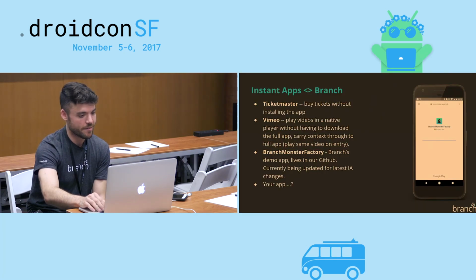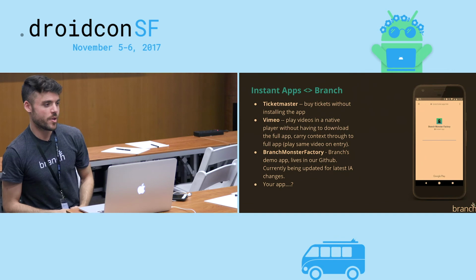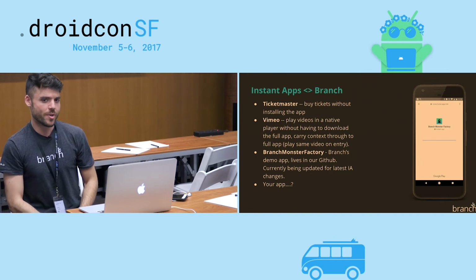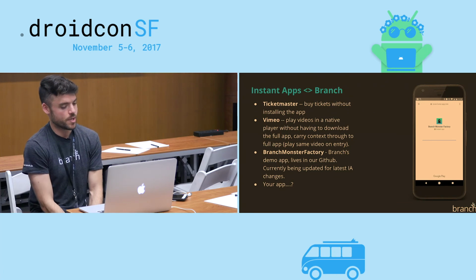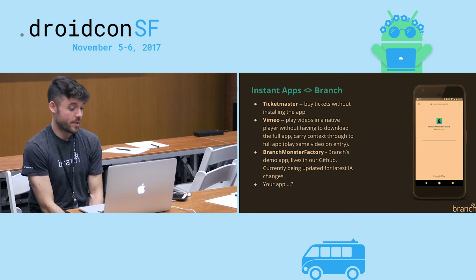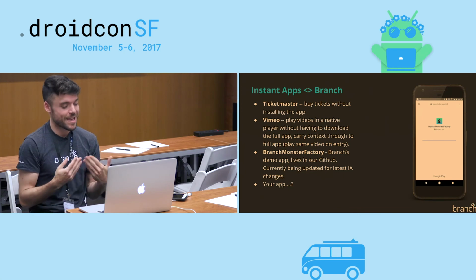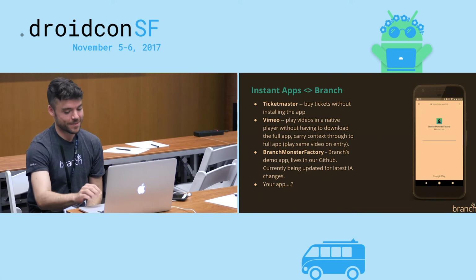So the examples I gave, Ticketmaster is one, Vimeo is another one. I don't know if anyone's clicked any Vimeo links lately and they were taken to an instant app native player, but Vimeo's been using us for instant app deep linking. And another example is Branch Monster Factory, our app on the Google Play Store and our GitHub repo where you can see the source code. And in addition to that, it could be your app next.